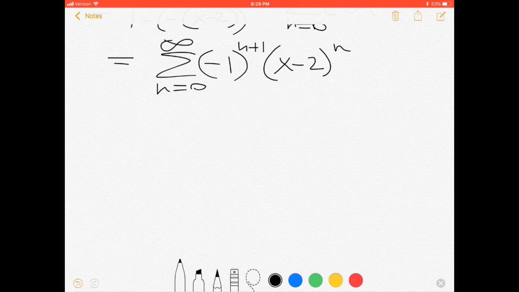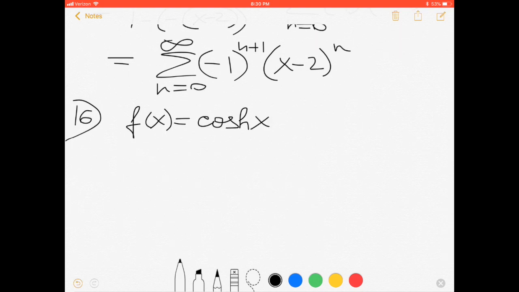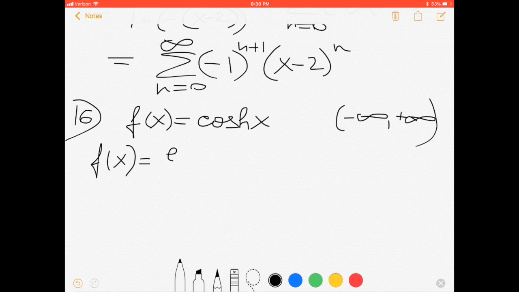Number 16. Here you have function f of x with hyperbolic cosine x, and then you need to prove the Maclaurin series for this function converges for all x. This means the interval of convergence is negative infinity to positive infinity. Okay, great. First we build our function. Well, first we remember what it is. f of x is e exponent x plus e exponent minus x over 2. This is the definition of our hyperbolic cosine.